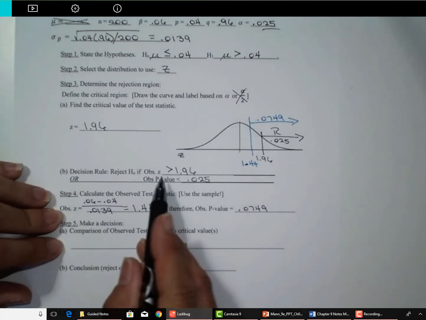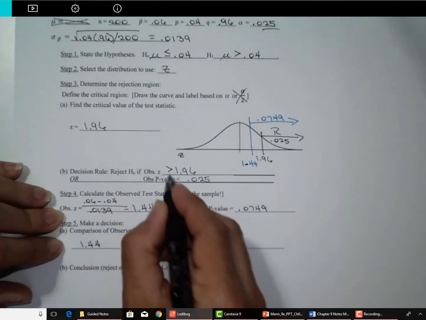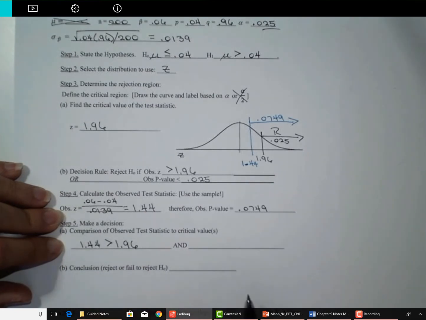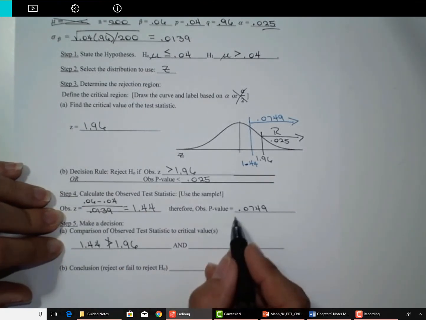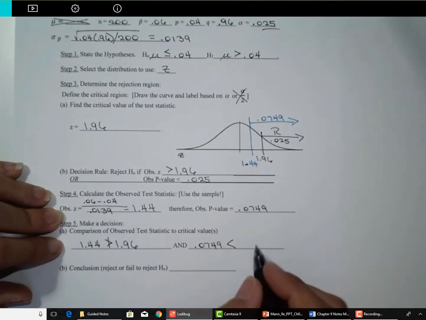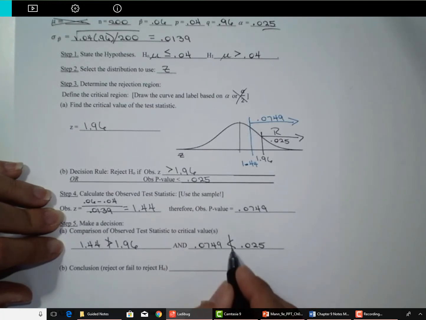I'm going to say if my observed z, which was 1.44, had to be greater than 1.96, I would reject the null, but it's not. Let's check the p-value. The p-value of 0.0749 would have to be less than the critical level associated with the significance level of 2.5, so that's 0.025, and that's not less than.